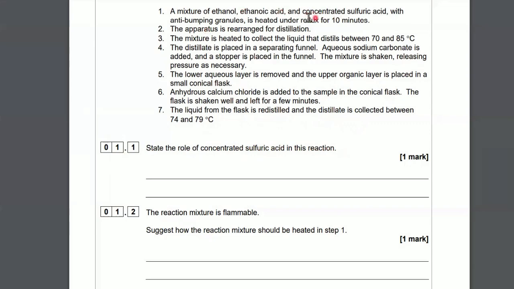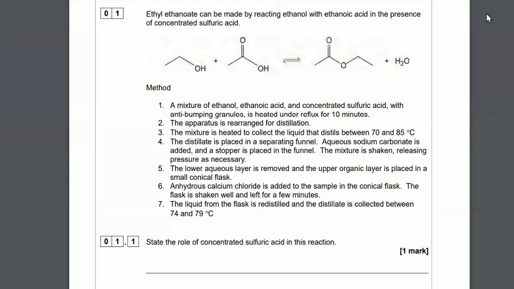So we can see here we used concentrated sulfuric acid in step 1. Also in the mixture was the ethanol and ethanoic acid. So if we come up here and look at this, ethanol's a reactant, ethanoic acid's a reactant. They've combined. There's nothing here that the sulfuric acid has directly influenced on that. The sulfuric acid, of course, is acting as a catalyst, lowering the activation energy. So catalyst, that is the role of the sulfuric acid. You could say lowering the activation energy as well.